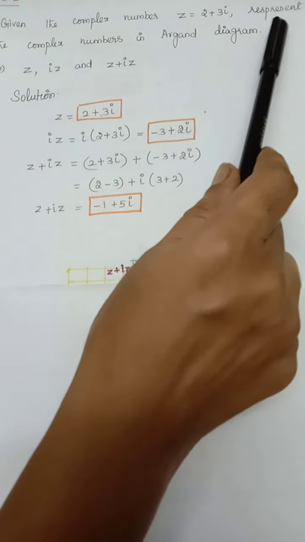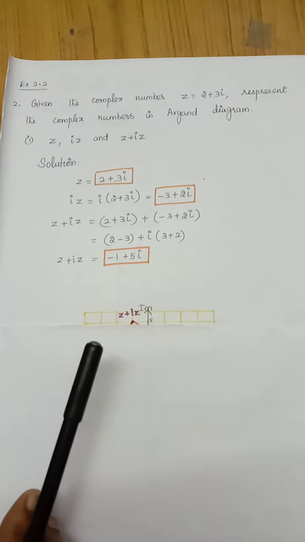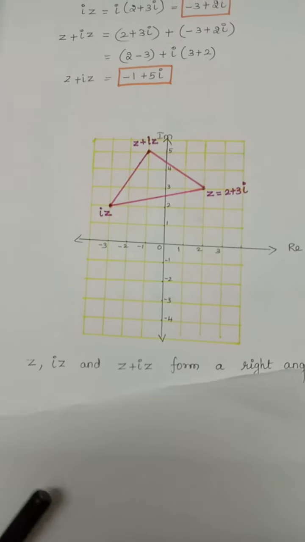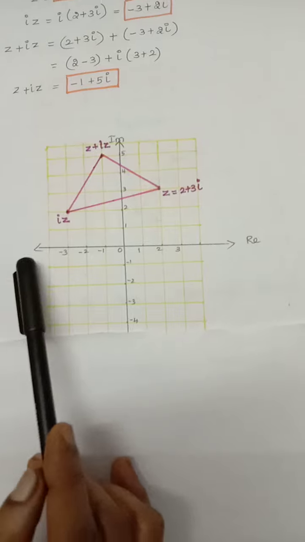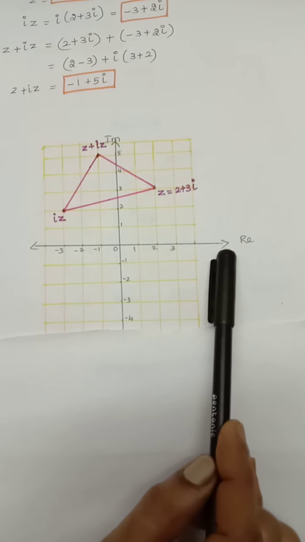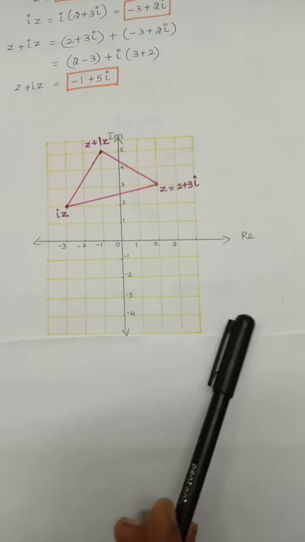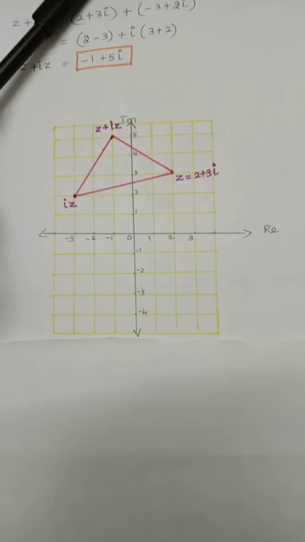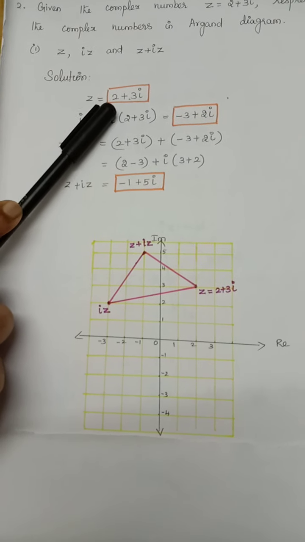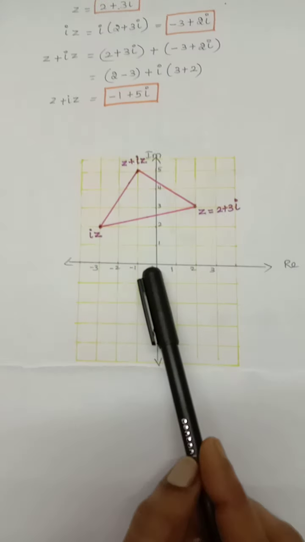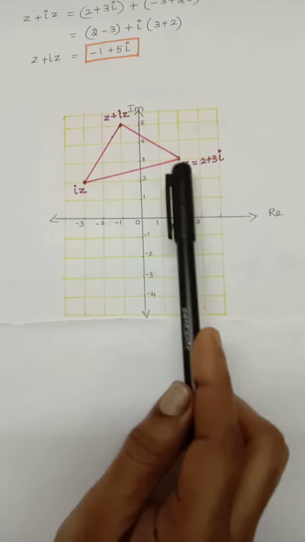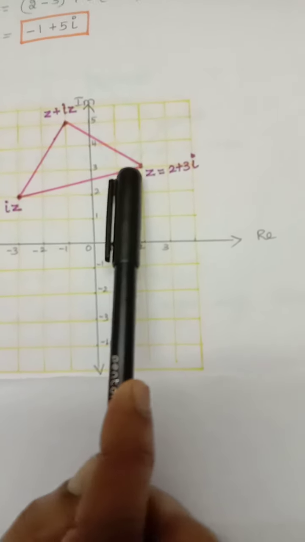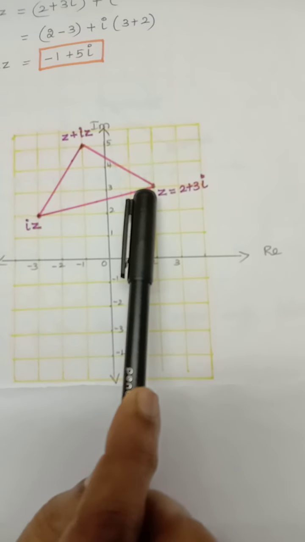So what is asked? Represent the complex numbers in the Argand diagram. So I am going to mark it in the Argand diagram. Look at this. x-axis is taken as real axis and y-axis is taken as imaginary axis. Look at the first complex number 2 plus 3i. Okay, it is equivalent to the point (2, 3). So on the real axis I have taken 2 units and on the imaginary axis 3 units. So the complex number z is represented by this point (2, 3).